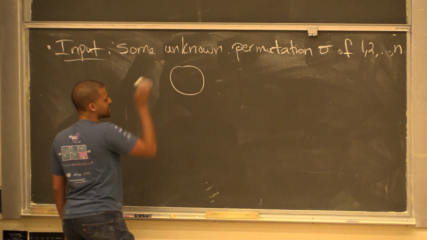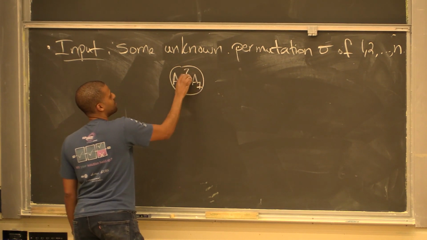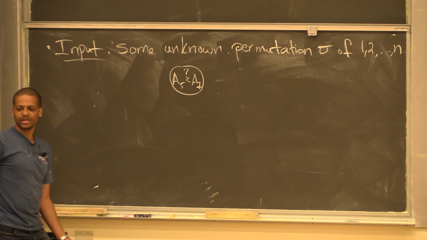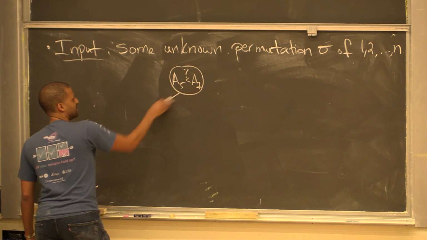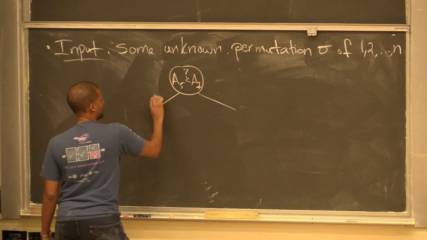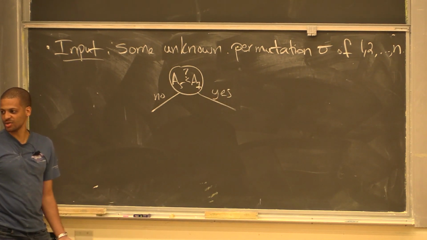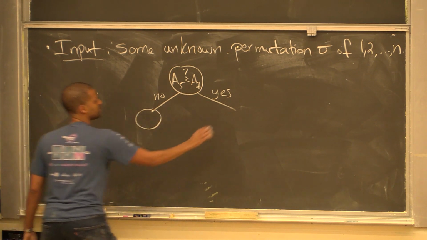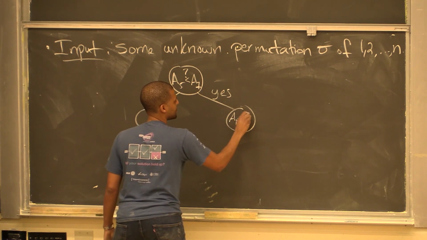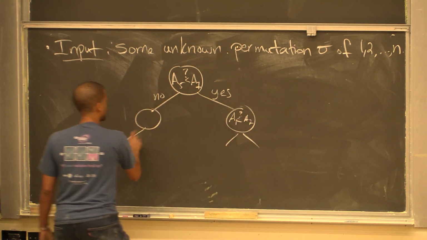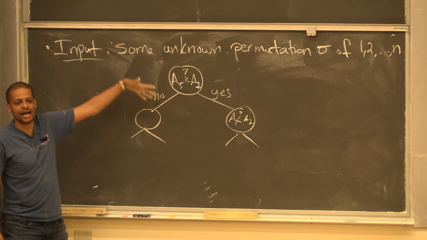At the beginning, it's going to ask, is A5 less than A7? That's the comparison it does, and there are only two possible answers, yes or no. So it's going to branch: either the answer is no, or the answer is yes. Based on what happens, the algorithm does something next, maybe asking how A1 compares with A7. Who knows what it's going to do? But the point is, there's a decision tree that describes the behavior of the algorithm on any input.